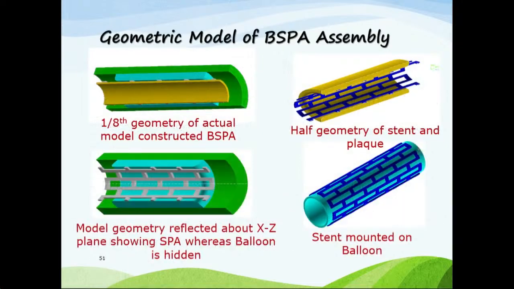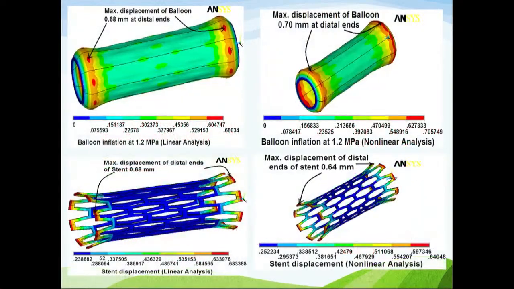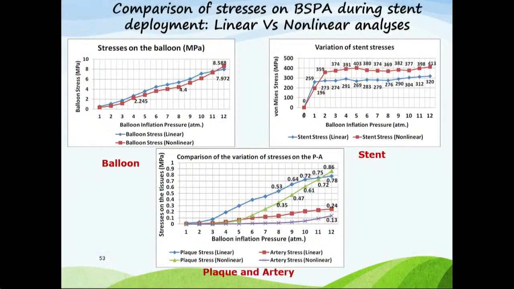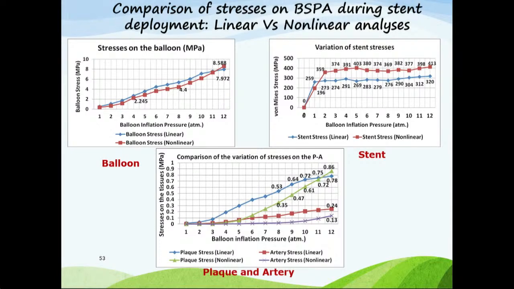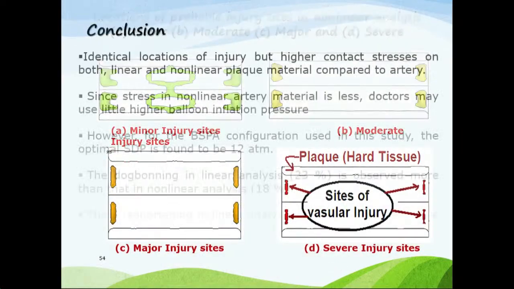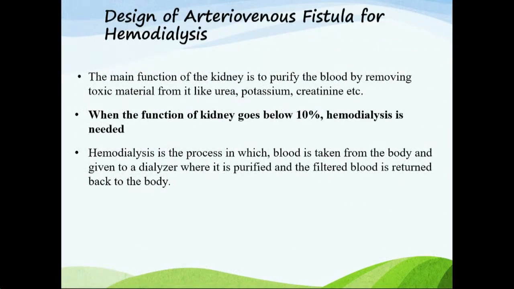So we simulated that, and we tried to find out the optimum pressure at which the balloon should be inflated and the stent put in, so that there are no excessive stresses which may lead to further deposition, and it should not be under-deployed, so as to avoid migration of the stent. That kind of work we did, and there are some conclusions from it. So these are the starting projects that we did.